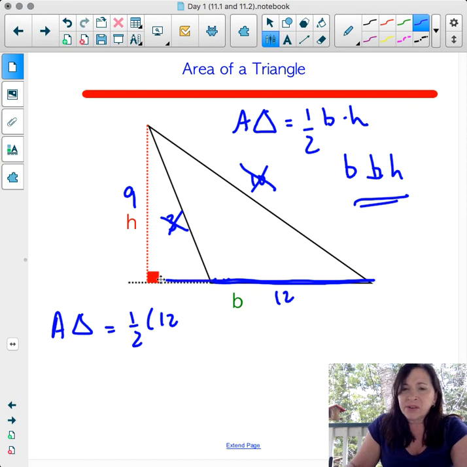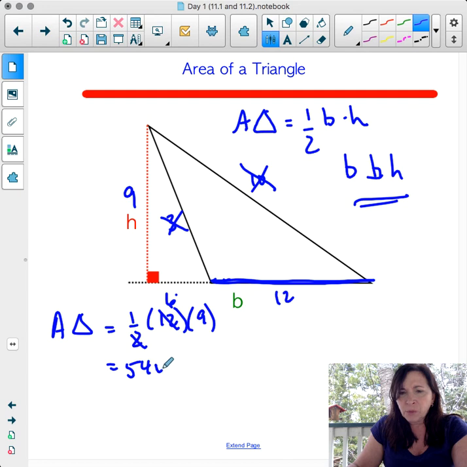Keep in mind, this does not go all the way out here. The area of a triangle is only the base of the triangle. So it'd be 1/2 the base times the height, which is 9. And be careful with this. You're only taking half of one of these terms. So half of 12 is 6, and 6 times 9 would be units times units, so 54 units squared.